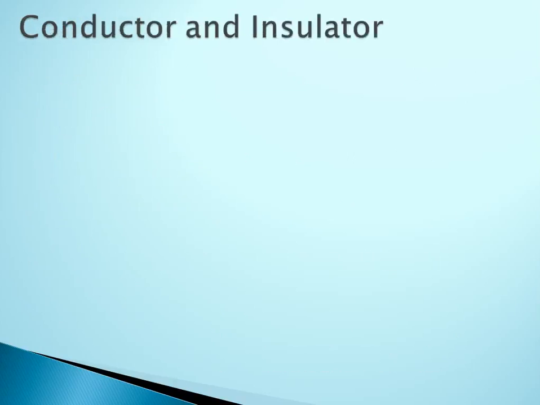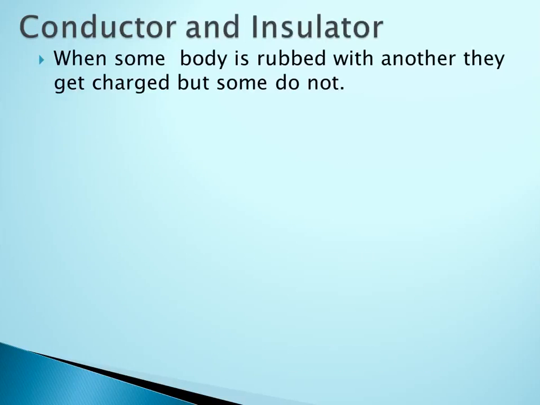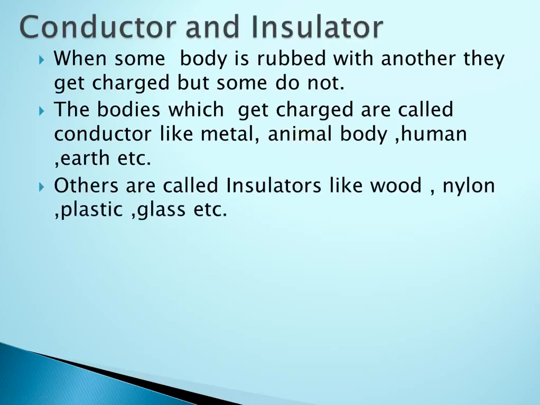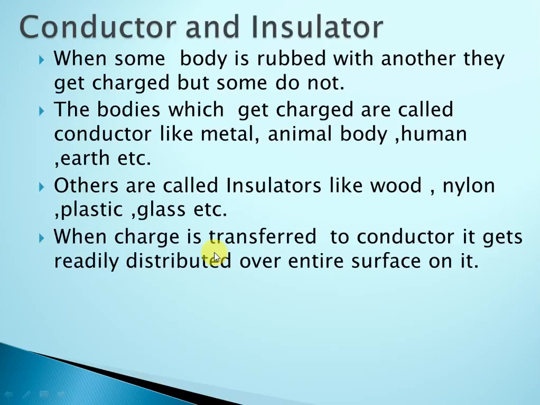Okay, so now there is a new concept, conductor and insulator. When some bodies are rubbed with another body, they get charge, but some bodies do not get charge. The bodies which get charge are called conductors. So examples for conductors are metals, animal bodies, humans, earth, etc. And the other category is called insulator, like wood, nylon, plastic, glass, etc.